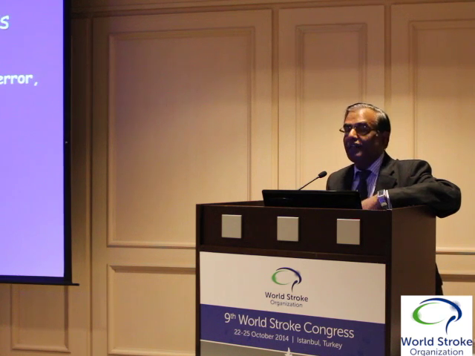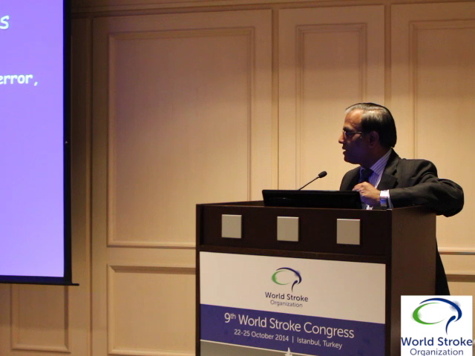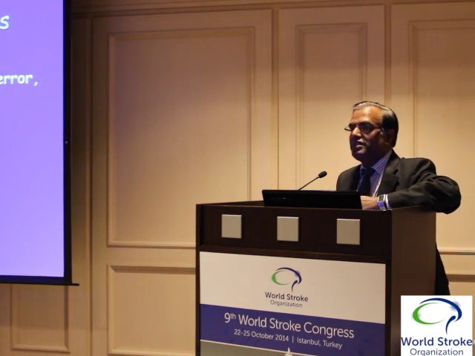So what is meta-analysis? It is weighted average of the results. And here weighting is not only based on sample size, sometimes it's based on quality. Very poor quality study we remove, which means giving weight of 0. And based on sample size, but probably more important is based on number of outcome events. So if outcome events are same, then sample size may influence the weight. But if outcome events are different, it is the outcome events which determine the weight.